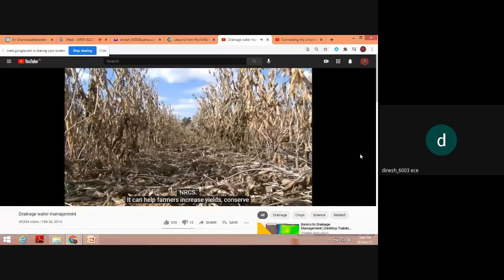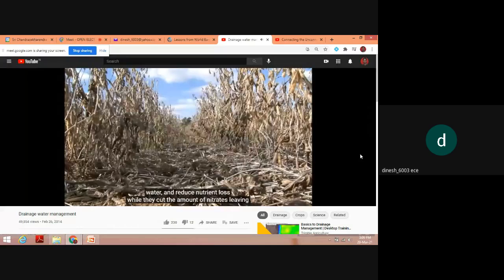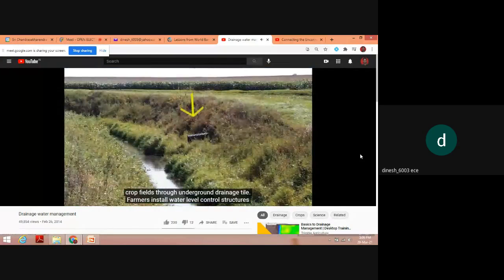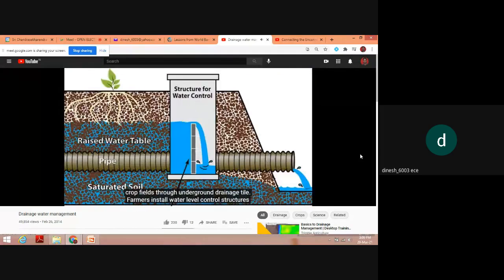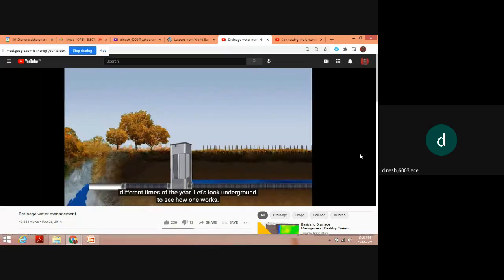It can help farmers increase yields, conserve water, and reduce nutrient loss, while they cut the amount of nitrates leaving crop fields through underground drainage tiles. Farmers install water level control structures in tile lines, and turn the drainage system on and off at different times of the year. Let's look underground to see how one works.